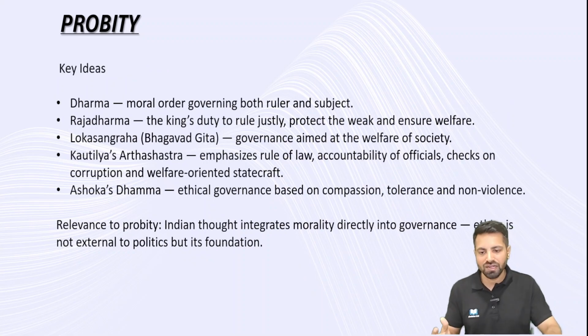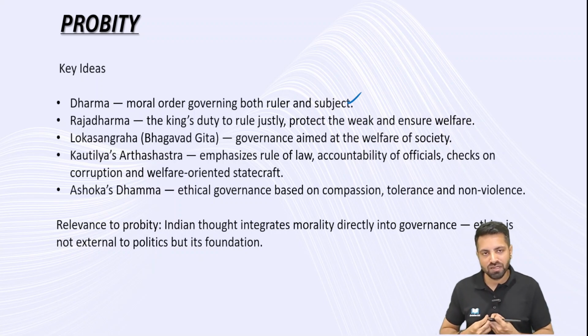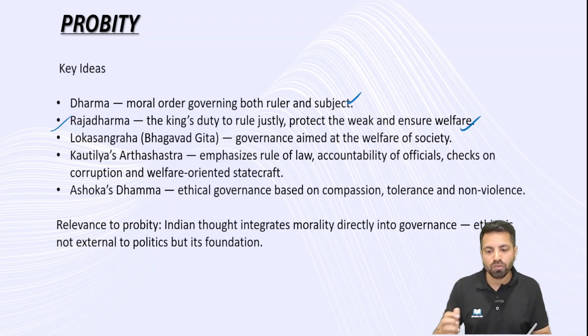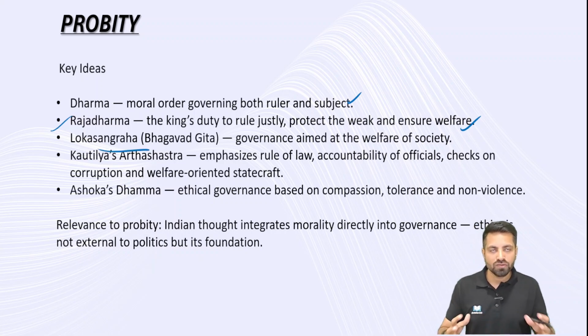Even the Indian idea of dharma talks about moral order: what moral orders I have to uphold. Being a subject, being a citizen, I have to uphold certain values. And being a king, he has to uphold a certain value system. Raj Dharma is the duty of a king: how exactly he has to rule, he has to protect the weak and ensure welfare. These are mentioned under Raj Dharma, and the king has to uphold this value. And the Bhagavad Gita talks about Loka Sangraha. It means the welfare of society, upliftment of everybody, happiness of everybody.